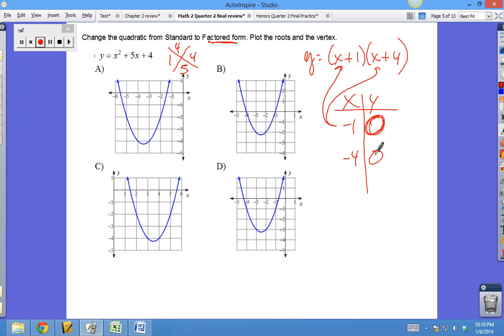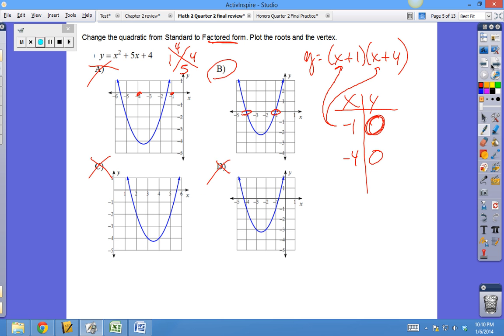So start looking at these graphs. Which ones have dots on negative 1 and negative 4? So A, negative 1 is right there, negative 4 is there, so I'm going to kill A. B, negative 1 works, negative 4 works, so maybe it's B. Let's look at C. Nope, C's out, and D is close, but it is also out. So the multiple choice is kind of nice.